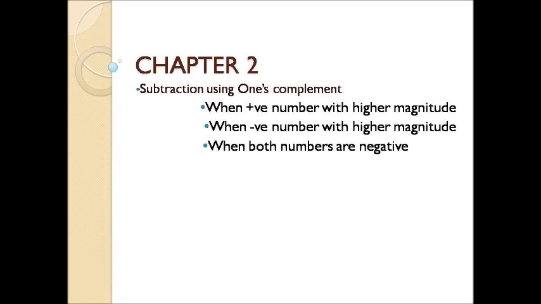Then another situation is when both numbers are negative. Okay, let me repeat again. We always find the complement of a negative number. So we can have a situation with a positive number with a higher magnitude, for example plus 7 minus 3, and we can have a negative number with a higher magnitude, that is minus 7 plus 3. When both numbers are negative, that is minus 7 minus 3. So let's see how we can make use of 1's complement to perform the subtraction operation in these different situations.